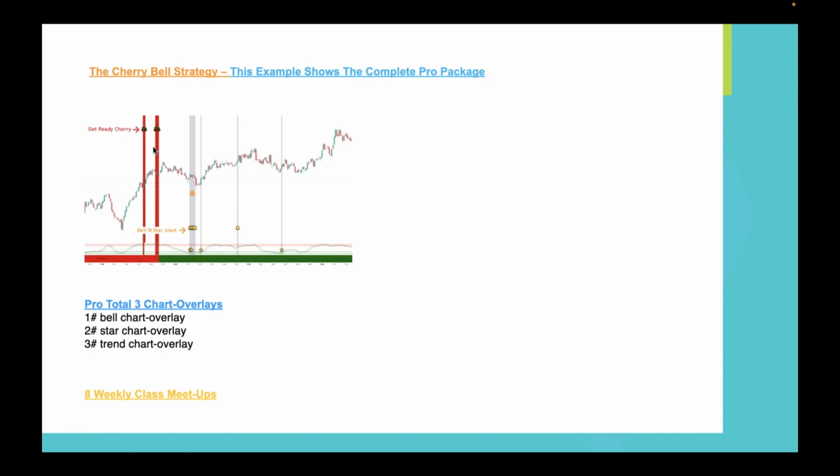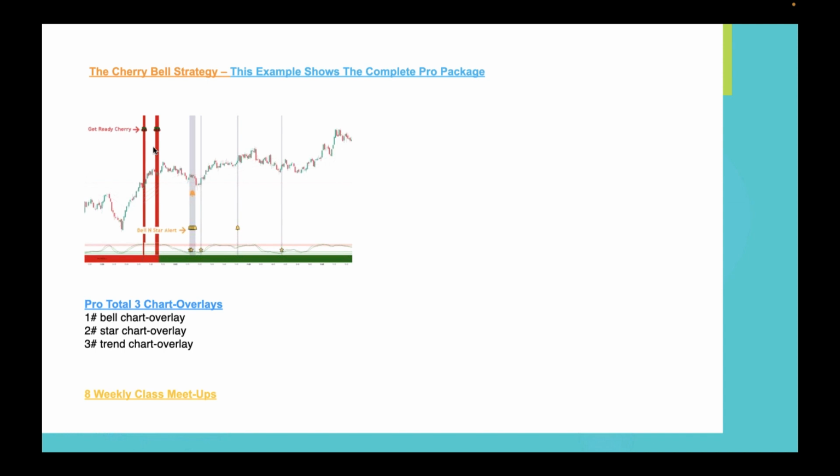So the cherry bell strategy, this example shows the complete Pro package. You see the cherry comes in, and then you have the star on the bottom and the bell, and that's where the trade with the most odds in your favor appears, and typically it is at the time of the first bell after the cherry comes in.